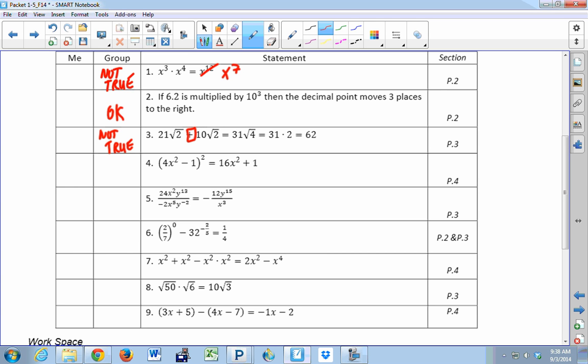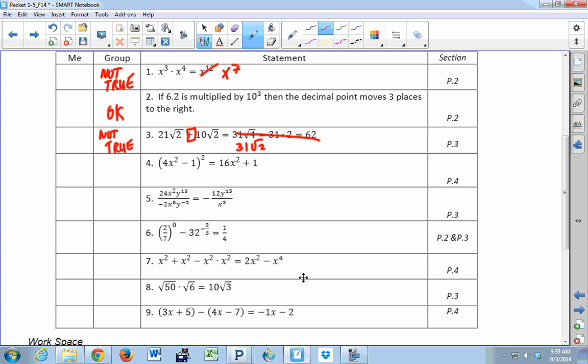But the thing you're adding here are called square roots of 2. And it's just saying, how many of these things do I have? I have 21 of them, and I have 10 of them. There's a big difference between adding and multiplying these two things. So this is 31 square roots of 2.